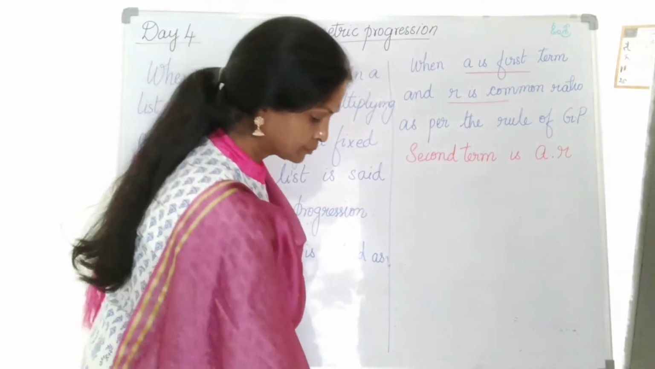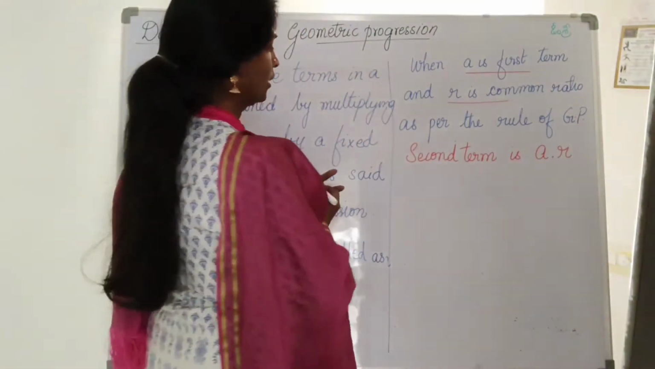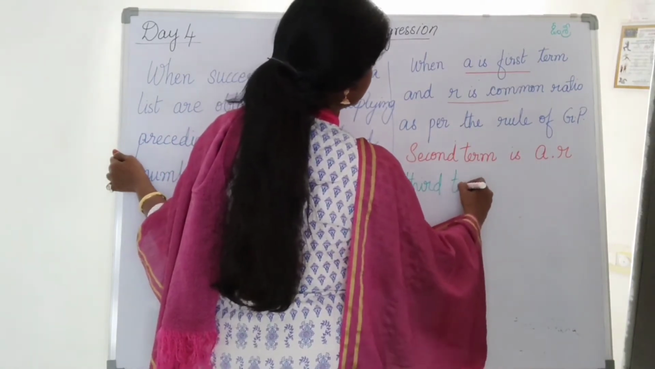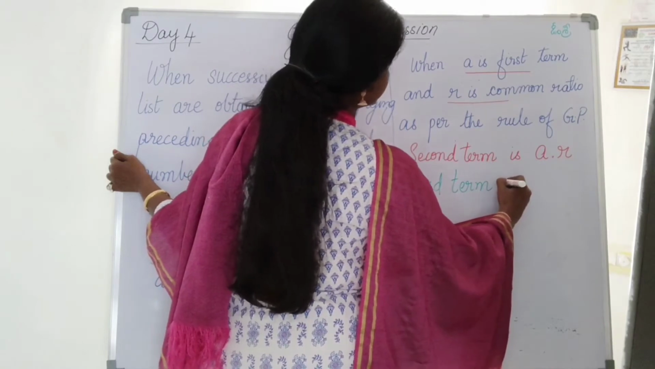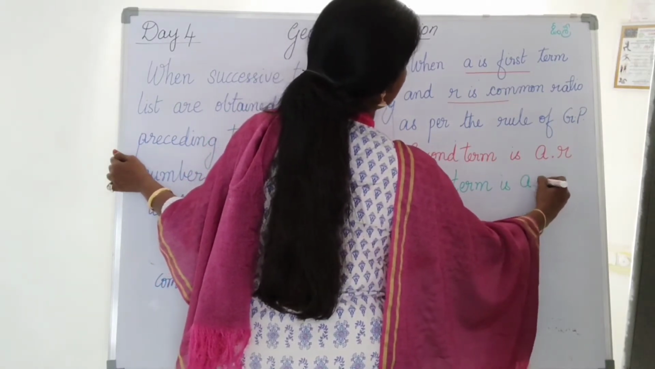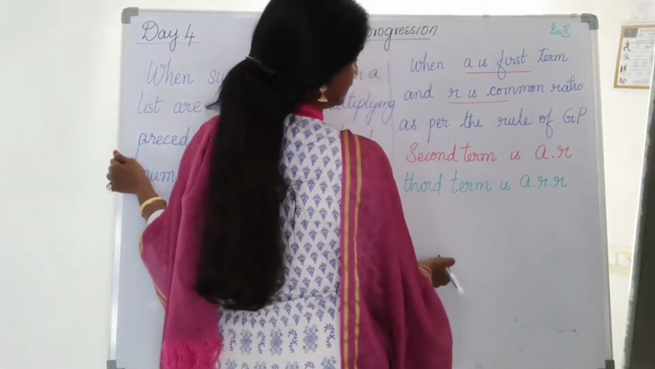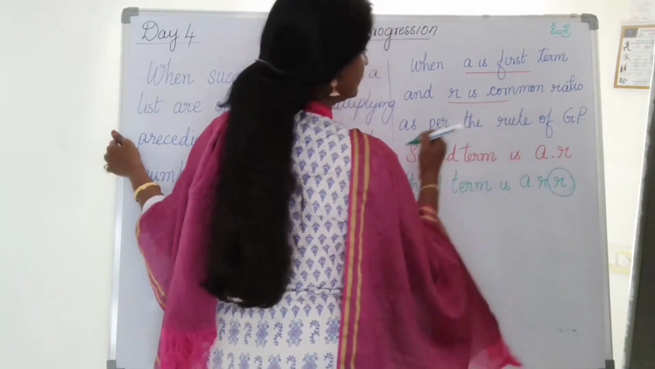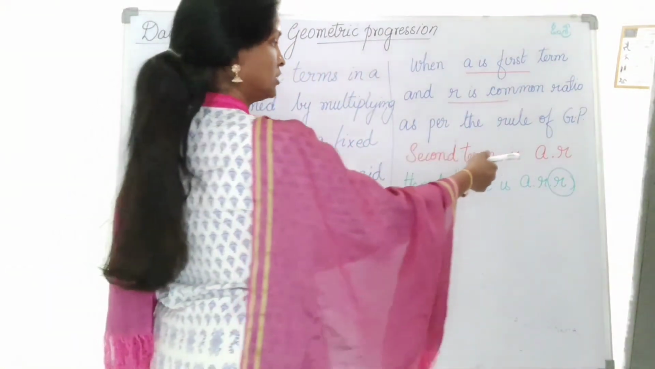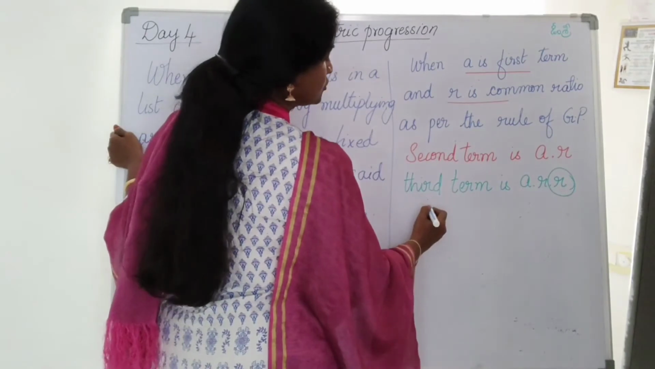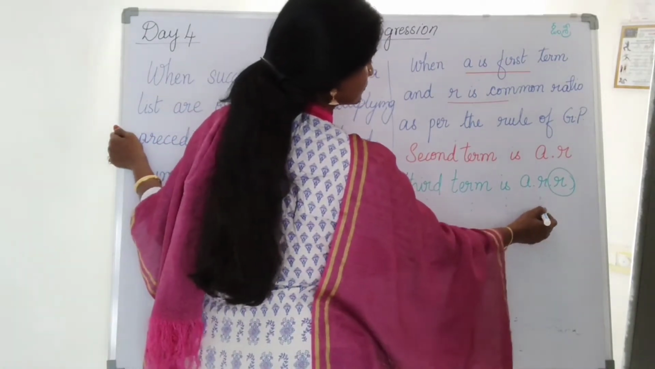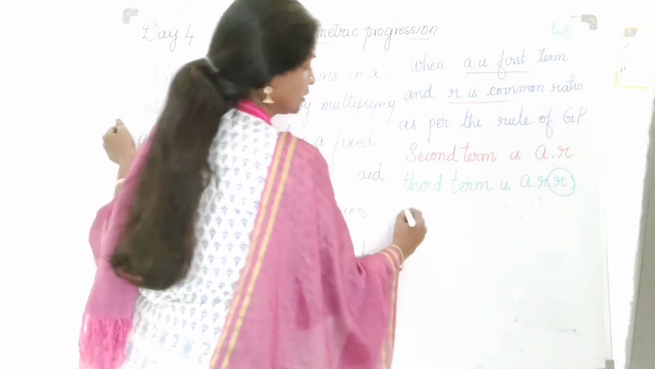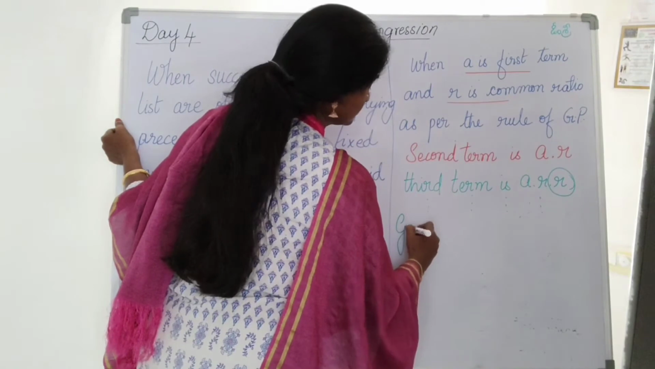And similarly, the third term will be A R into R. That is, the second term is multiplied with the fixed number R again. So, this way we get the third term and so on. In this way we can write the general form of the GP.